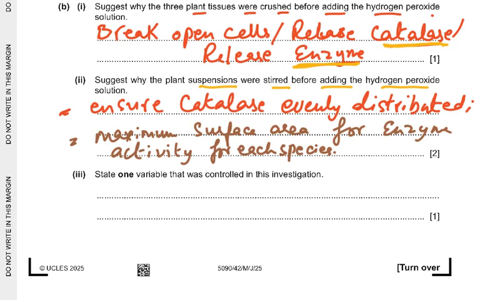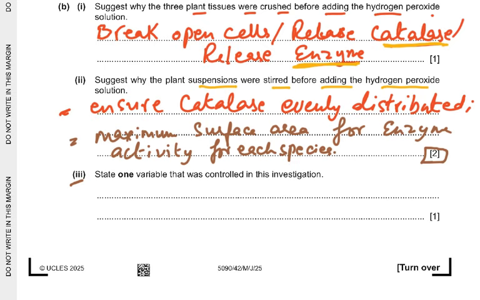Please remember that always look at the marks. If there are 2 marks, then they must give me 2 points. For just 1 point, you can't be given 2 marks. You can't expect me to give you 2 marks for some irrelevant point. So when I'm checking your papers, I need to see that you've given me 2 separate points. So ensure that the cell contents are evenly distributed, and maximum surface area for enzyme activity for each species, because otherwise the cell suspension might settle down and there would just be water on the top.